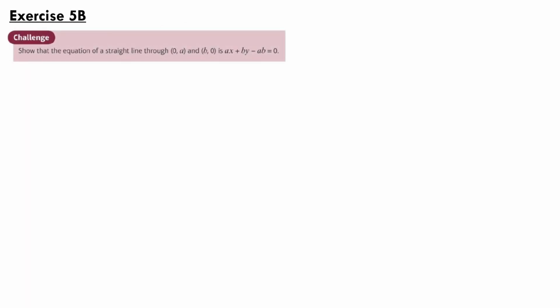Okay, our first question is from exercise 5b. Show that the equation of a straight line through (0, a) and (b, 0) is ax + by - ab = 0. So first of all, we can find the gradient of the line, which is the rise over the run, or the difference in y over the difference in x, which in this case is (a - 0) over (0 - b), which is -a over b.